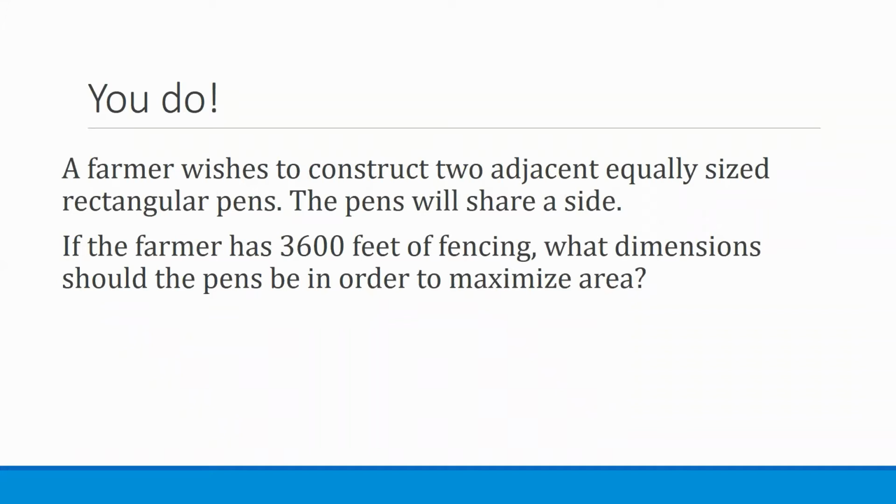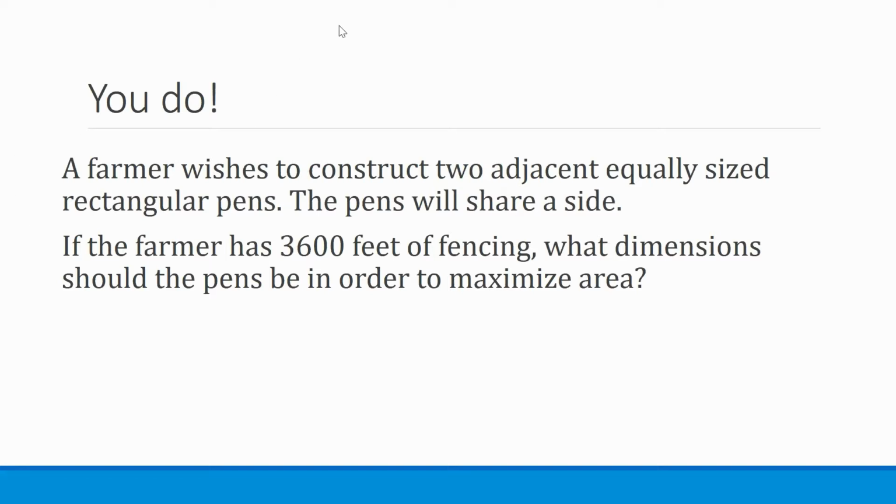Let's do this problem. A farmer wishes to construct two adjacent equally sized rectangular pens. The pens will share a side. The farmer has 3,600 feet of fencing. What dimensions should the pens be in order to maximize area?